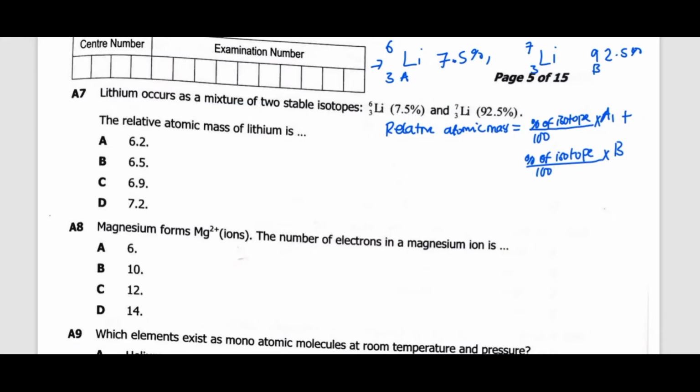So let's do calculations here. So the percentage for isotope A is 7.5 over 100 times the mass number for A. The mass number for A is 6, so times 6 plus the abundance for B, which is 92.5% over 100 times the mass number for B.